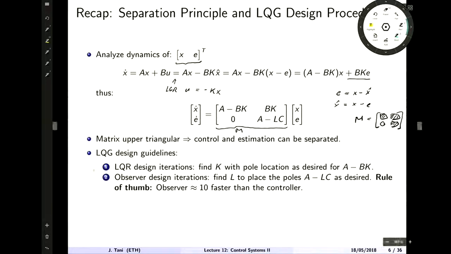And we can conclude here with the LQG design guidelines. How would you actually implement LQG?